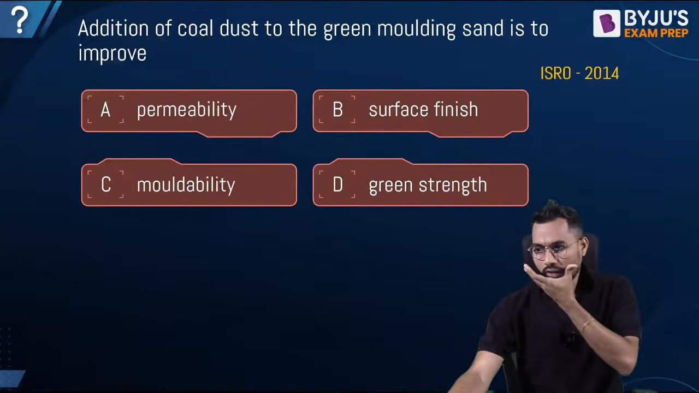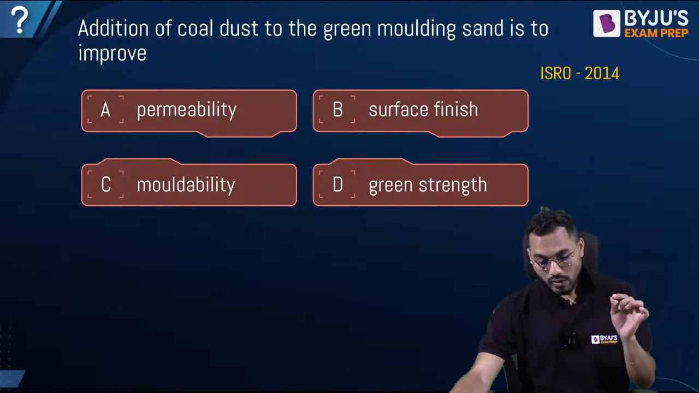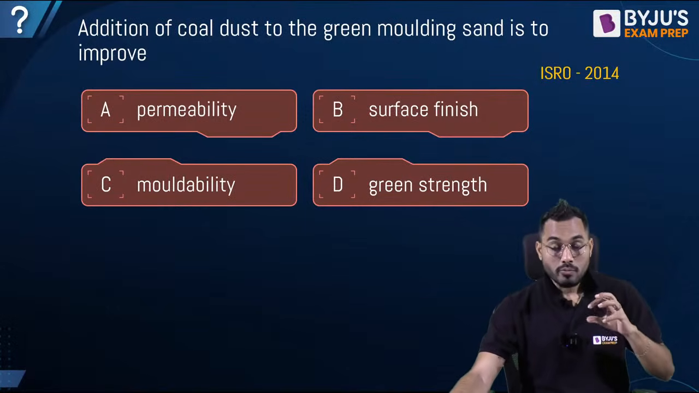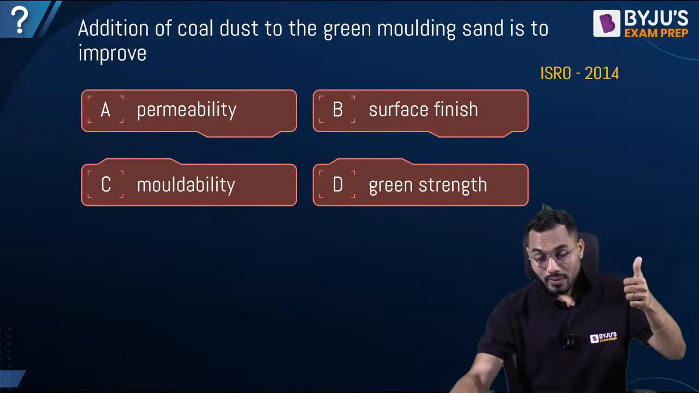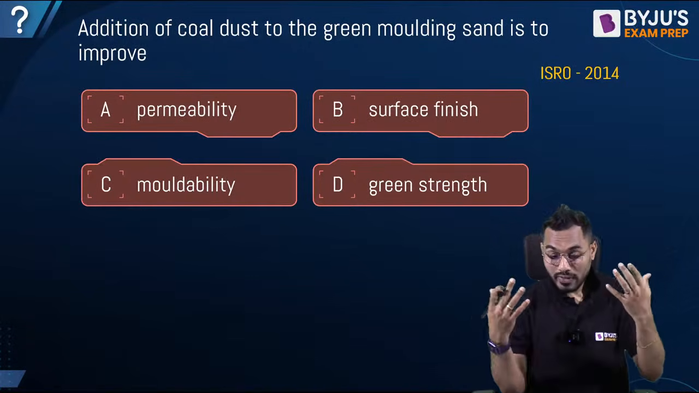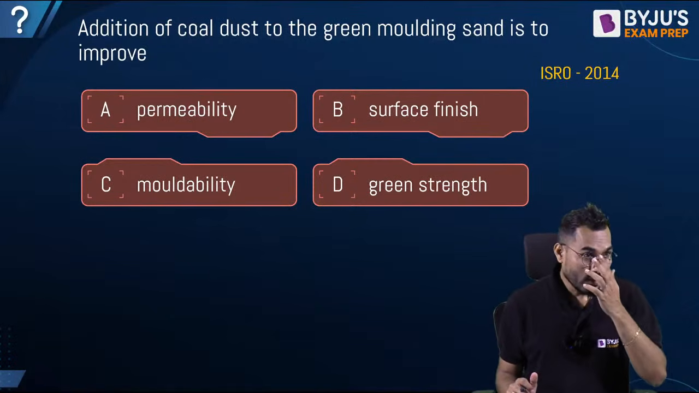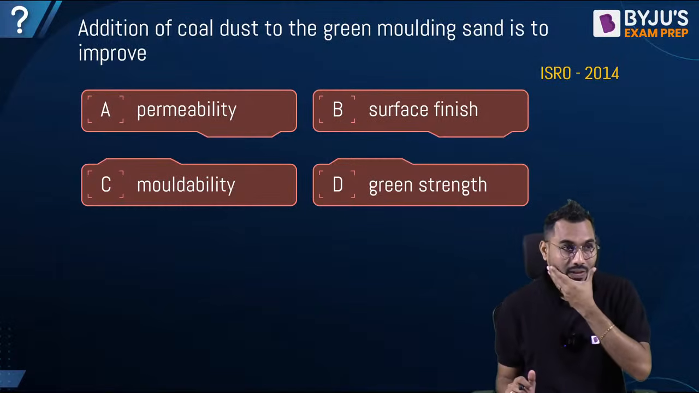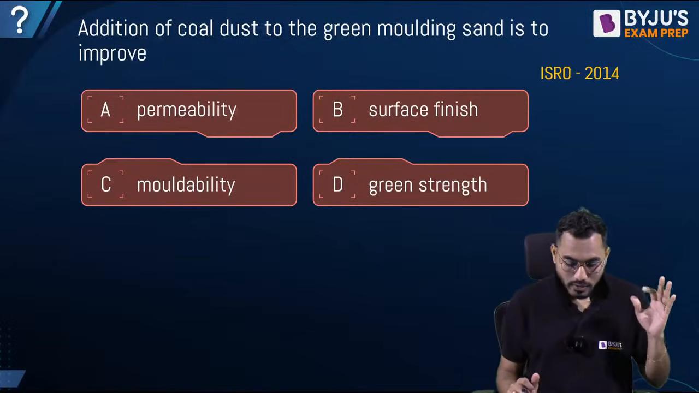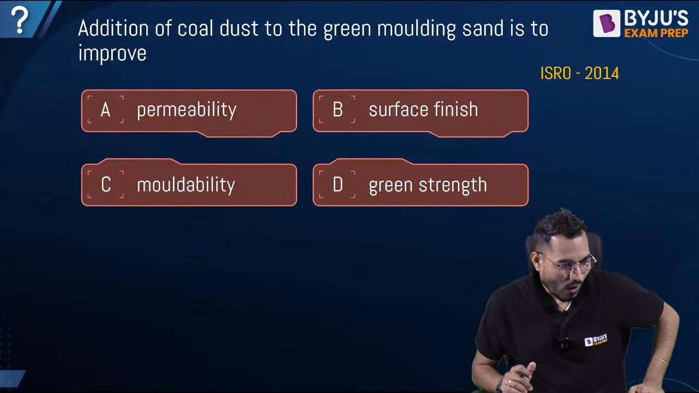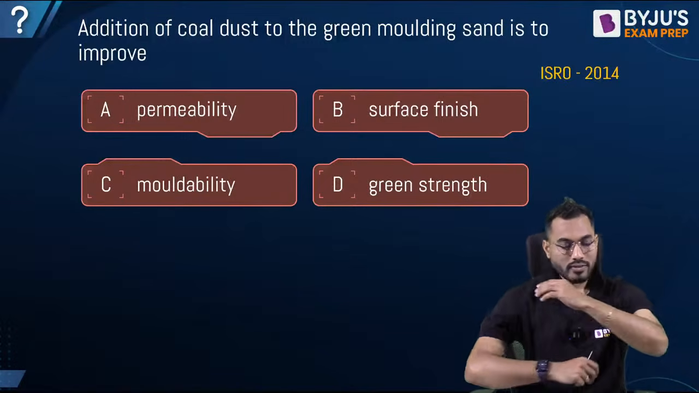Now this is also an ISRO question. Addition of coal dust to the green molding sand is to improve what? Why is coal dust utilized in green molding sand? For improving the permeability, the surface finish, the moldability, or the green strength? Vipin sir is saying green strength. Why is the addition of coal dust utilized in this particular case? Surface finish?